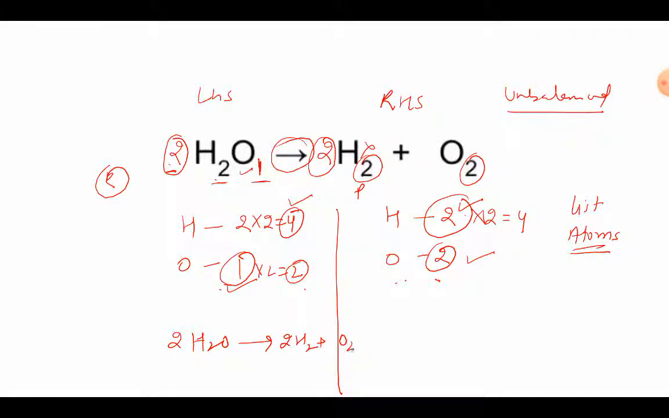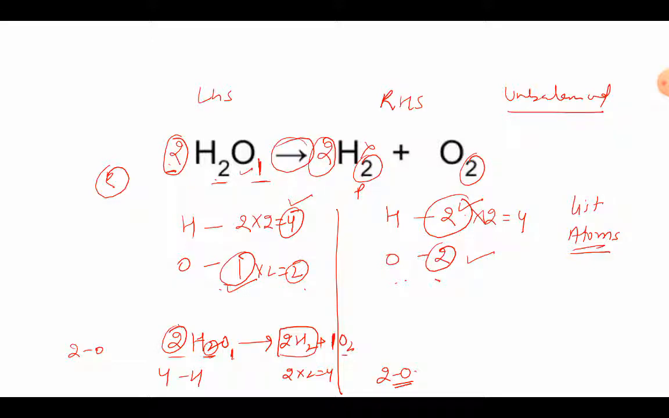plus O2, right? Now just check it once again. How many total hydrogen do we have? 4. This coefficient will be multiplied with the subscript, okay? So total 4. How many do we have over here? 2 into 2, that is 4. So hydrogen is balanced. Oxygen, how many? 2 into 1, 2 oxygen. How many over here? There is nothing in front, it means it is 1 only. So how many oxygen do we have over here? 2. So now this is balanced.